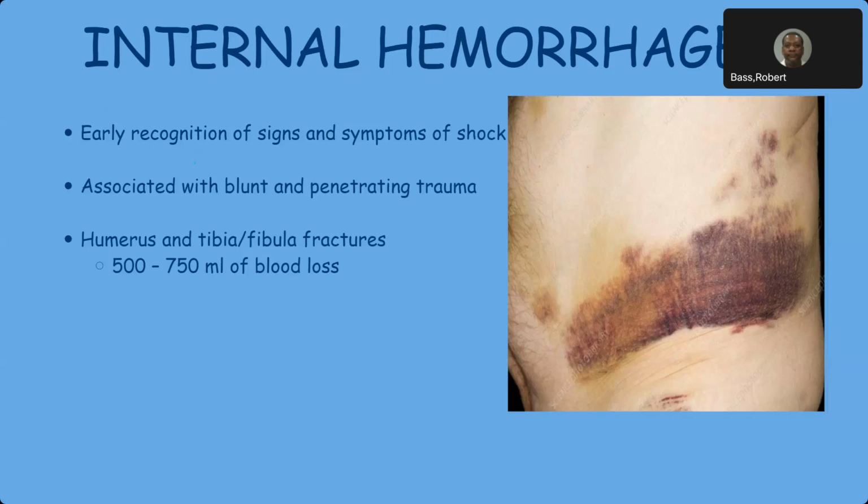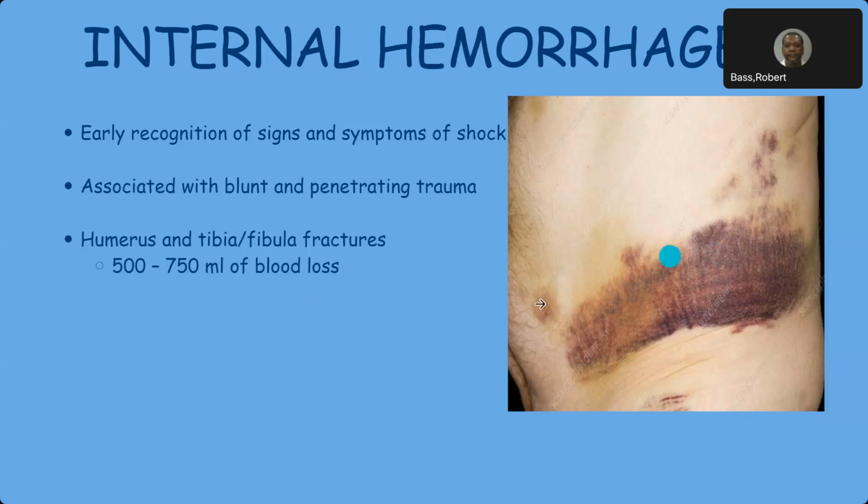Another thing we want to remember when it comes to significant mechanisms of injury is to always keep a high index of suspicion, especially if you've got trauma that's been applied to the chest, the abdomen, and the pelvic area. These are areas where your large vessels and all of your major internal organs are located. So once again, always keep a high index of suspicion when it comes to these areas.